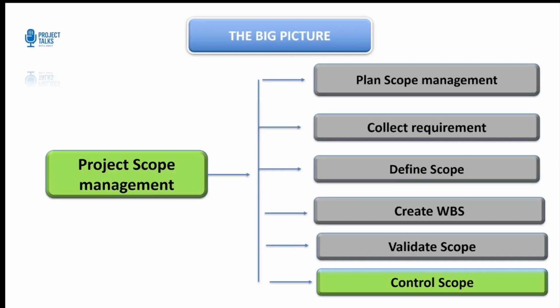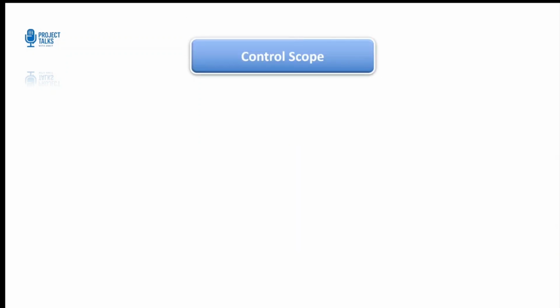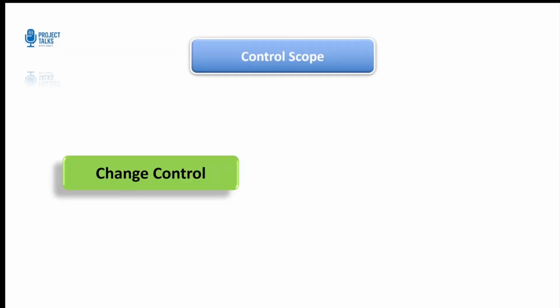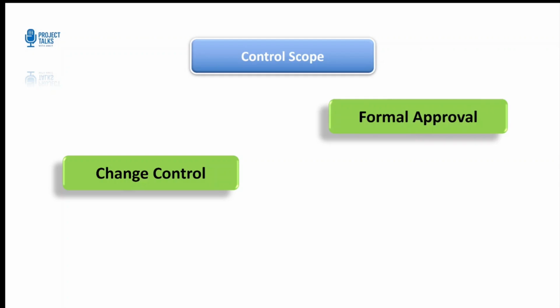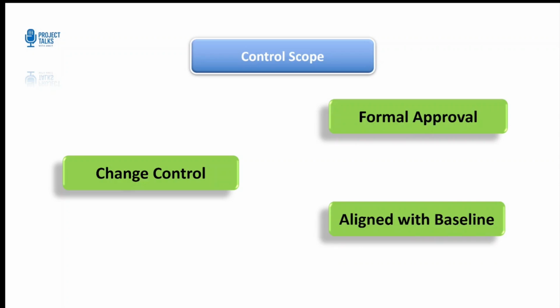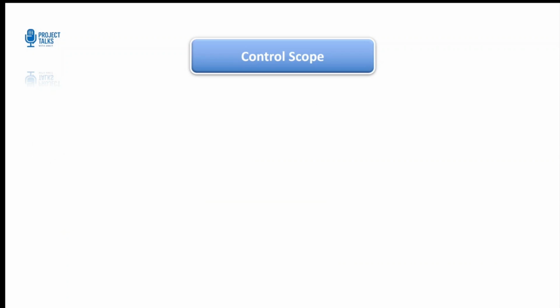All right. So far we have discussed plan scope management, collect requirement, define scope, creating WBS, validate scope. Now let's come to the final one, which is control scope. Control scope. This is where the change control comes into play. Control scope ensures that any scope change goes through formal approval and that the project stays aligned with the baseline. It's actually quite simple. Understand it like this.